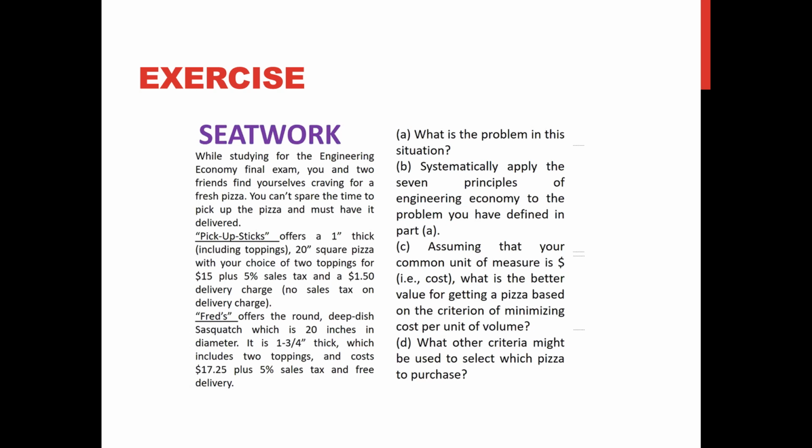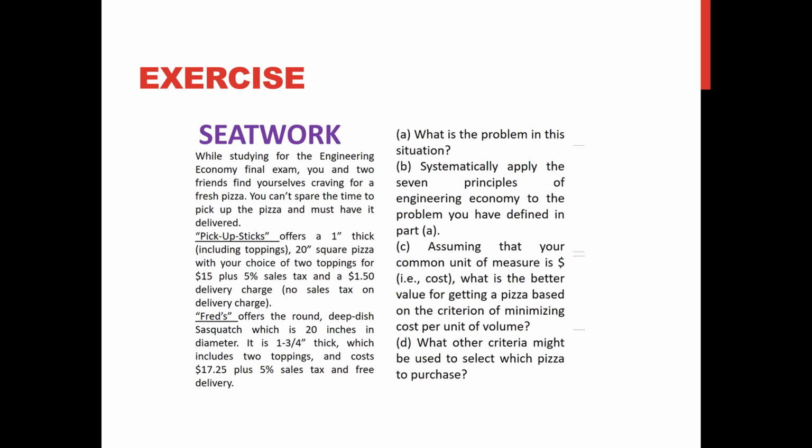And then for the Fred's pizza, it offers the round deep dish Sasquatch, which is 20-inch in diameter. It is 1 3/4 thick, which includes two toppings and costs $17.25 plus 5% sales tax and free delivery. So letter A, what is the problem in this situation? Letter B, systematically apply the 7 principles of engineering economy to the problem you have defined in part A.